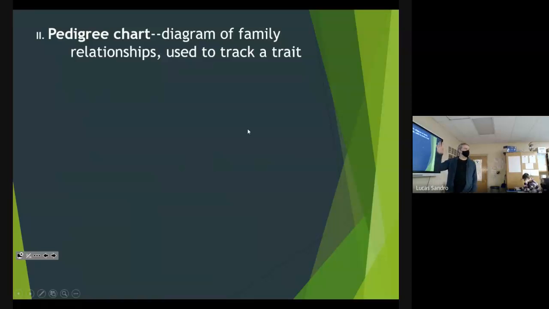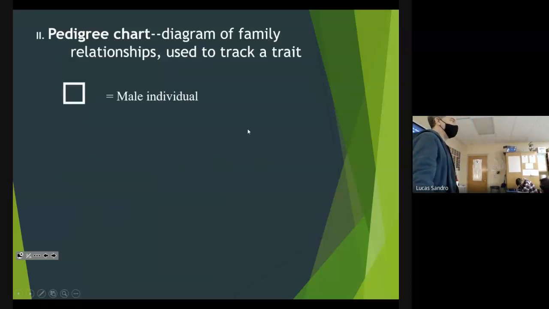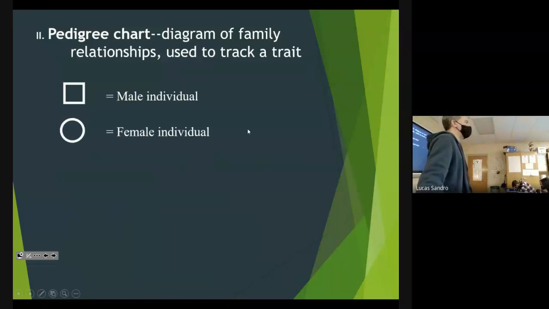Raise your hand if you remember pedigrees, if you've learned about pedigrees before. It's a really simple way to do a family tree, basically, with some very standardized, simple symbols. And those symbols are: square is a male, circle is a female, a horizontal line connecting a square and a circle.